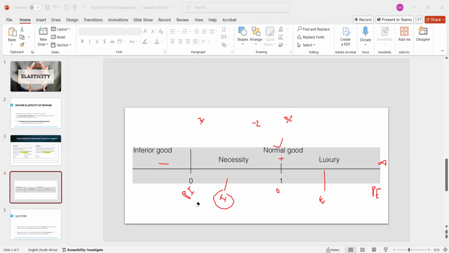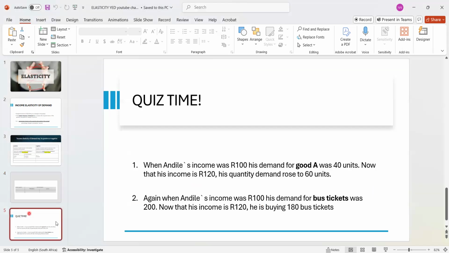I hope you guys are able to do this. Then we move on to the next slide. Okay, we're done with the income elasticity of demand. Now we're doing the question.